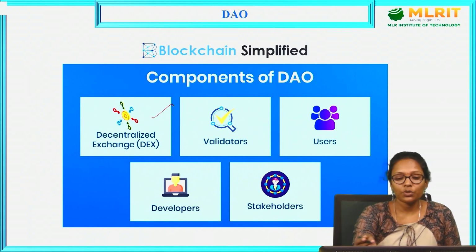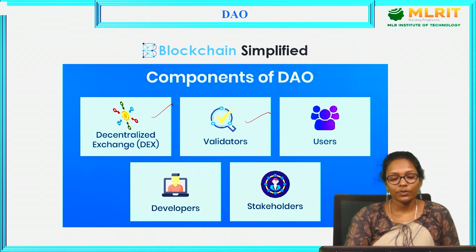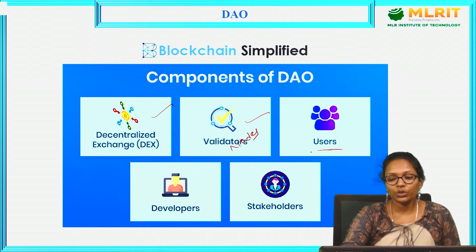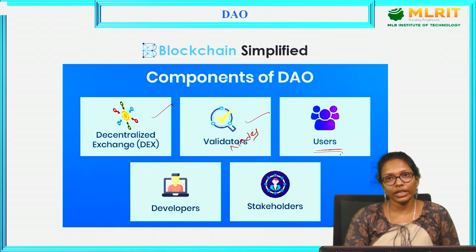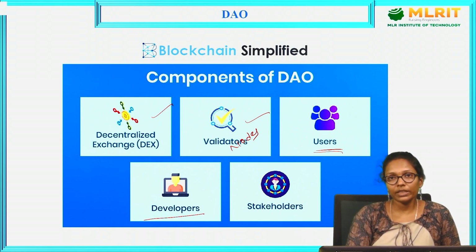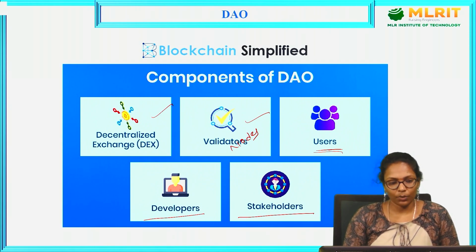So these are all different components of DAOs. One is the decentralized exchange, and then validators. The decentralized exchange is a platform for exchanging this currency, and validators are going to validate the transactions. Generally validators are nothing but nodes only. And users, so whoever is using this DAO organization, those are called users. And the developers, the persons who are developing the smart contracts, are called developers. And stakeholders, the persons directly or indirectly involved in the organization, are called stakeholders.